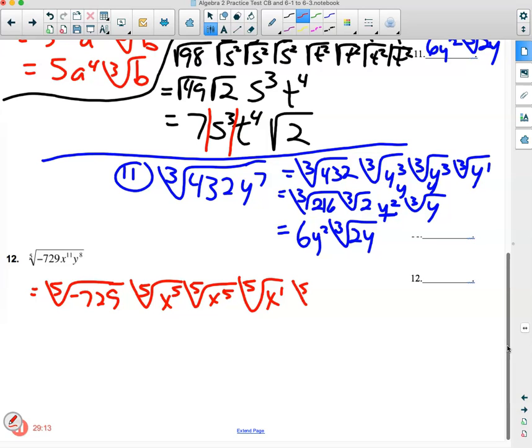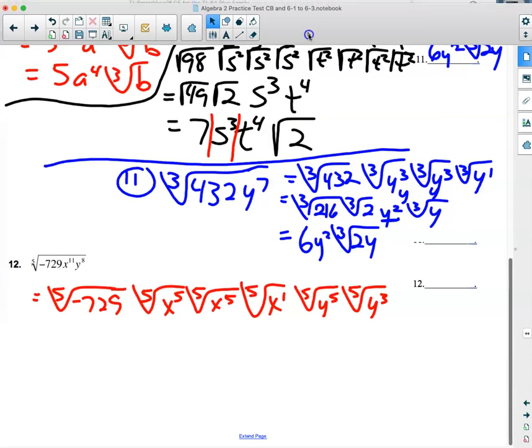And then the fifth root of y to the 5th, but that leaves me with an ugly remainder of 3 of them. 5 plus 3 is 8. Fifth root of negative 729, huh? Let's go take a look at that power chart.